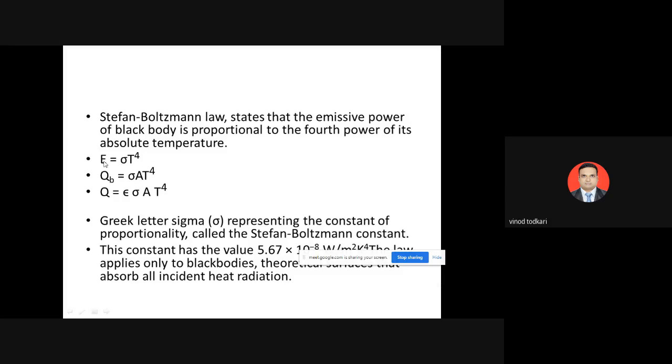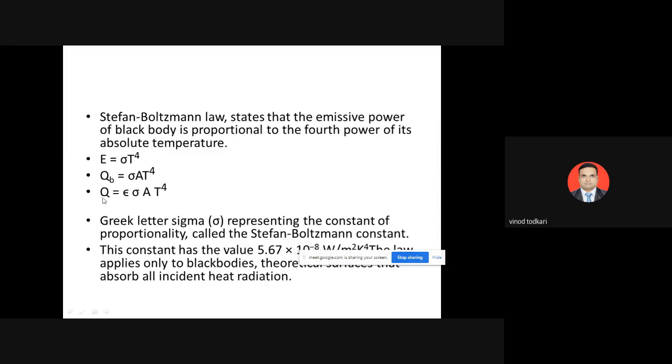Now, what is E? E is nothing but QB upon A, rate of emission of radiant flux. That is rate of emission of radiant energy per unit area, QB upon A. So this equation becomes QB is equal to sigma A T raised to 4. If we talk about general bodies, we'll multiply this factor by emissivity. So Q for any body is epsilon sigma A T raised to 4.